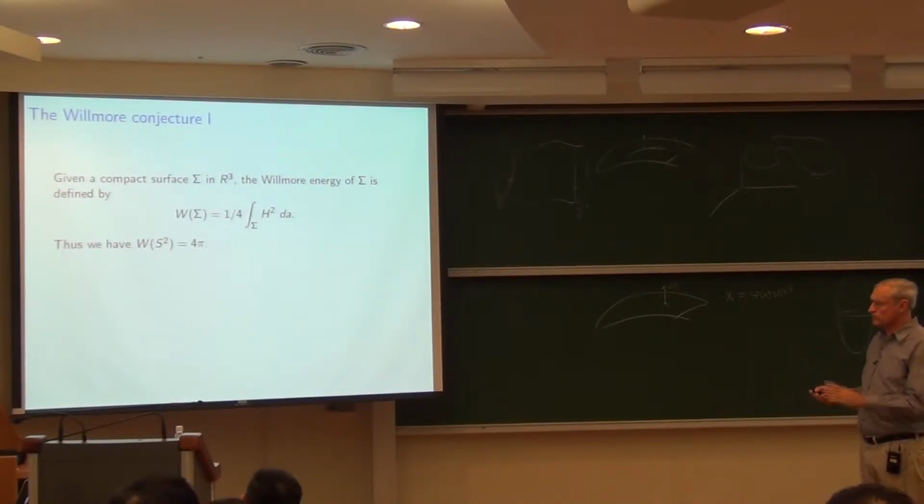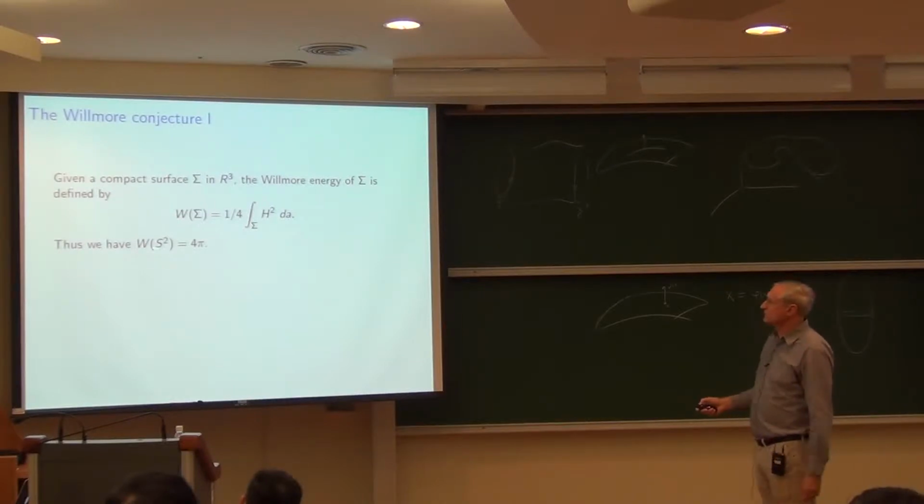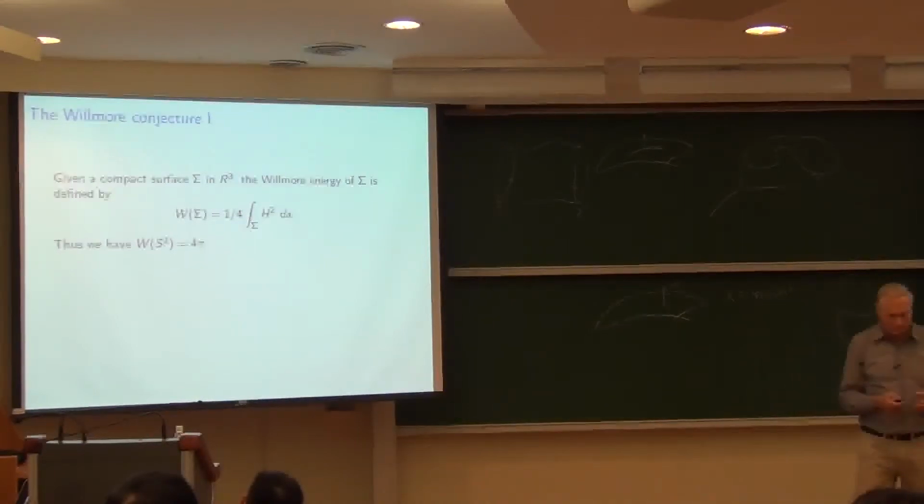So the problem, if we formulate it for surfaces in R3, associates to a surface in R3 its Willmore energy. This is sometimes called the bending energy. It's the integral over the surface of the mean curvature squared. I put the 1/4 there because on the standard S2, H is 2, so that makes the Willmore energy of S2 equal to 4 pi.